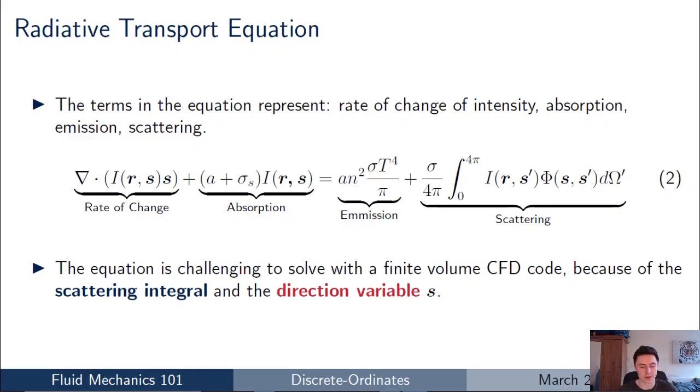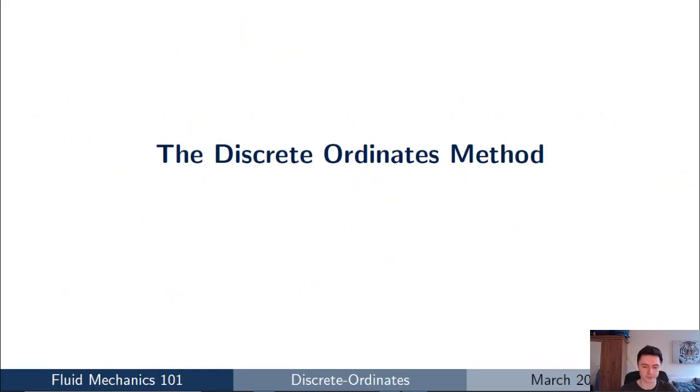And I've just made a small note on this slide that this equation is challenging to solve with CFD codes for two reasons. Firstly, we have this integral term on the right-hand side, and secondly, we've also got a direction variable s. And these two things are not what we're used to seeing in typical CFD equations that we might solve, but I'm going to go through those briefly in the slide here, which show you how we solve them.